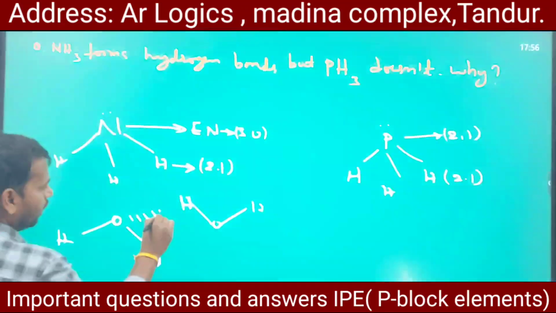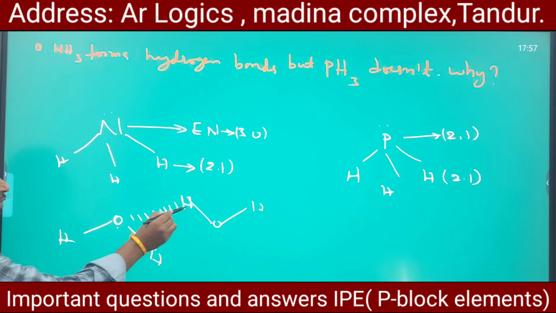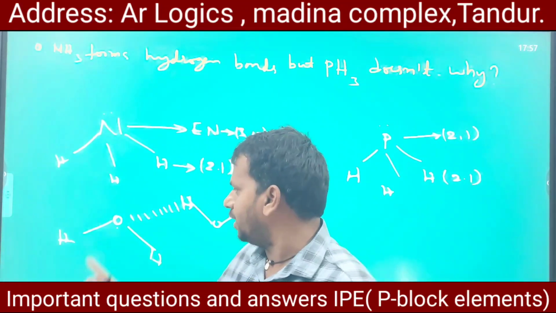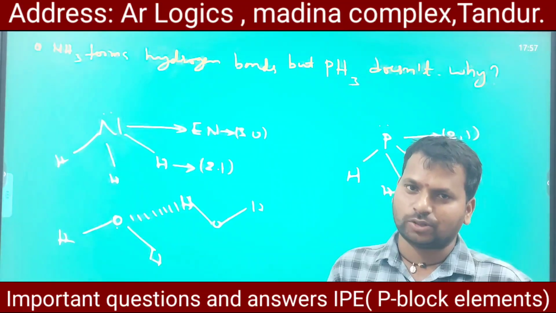Here the weaker attractions are present. This is said to be hydrogen bonding. Hydrogen bonding is compulsorily present between a highly electronegative atom and hydrogen. Highly electronegative atoms may be nitrogen, oxygen, fluorine, chlorine-like elements only.